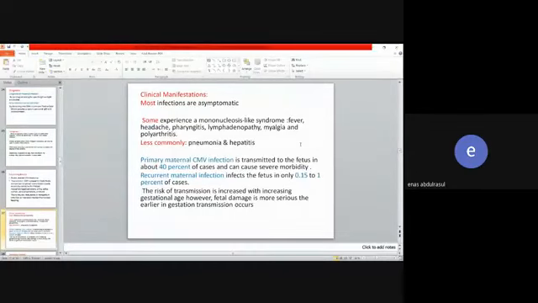Some will experience a mononucleosis-like syndrome in the form of fever, headache, pharyngitis, lymphadenopathy, myalgia, polyarthritis. يعني تشوفون تقريبا هاي العلامات هي common to most of viral illnesses. Less commonly, pneumonia and hepatitis may be a feature as well.